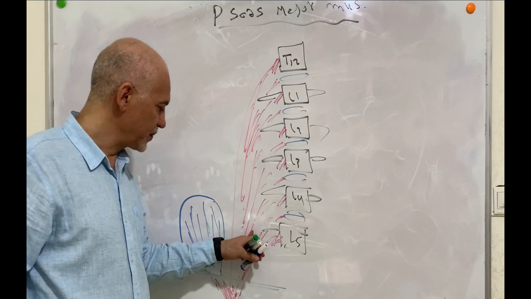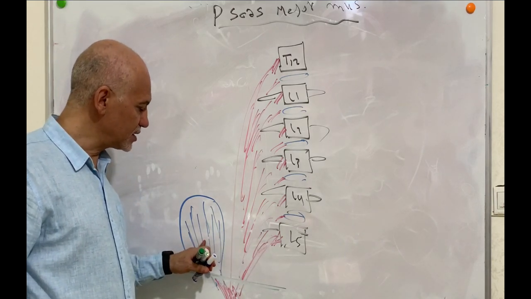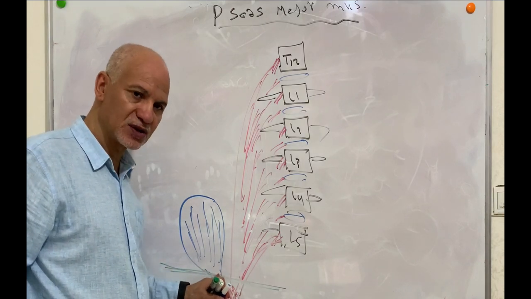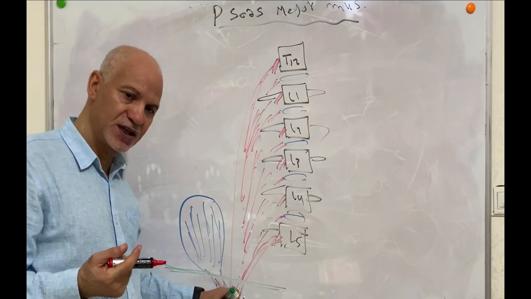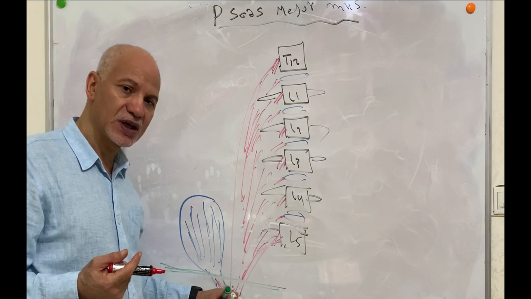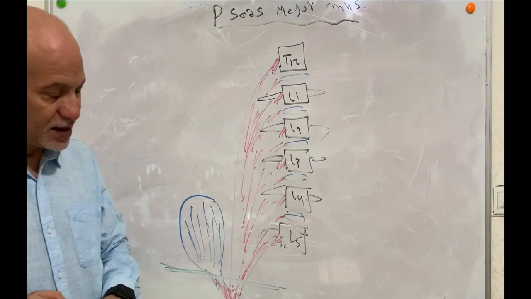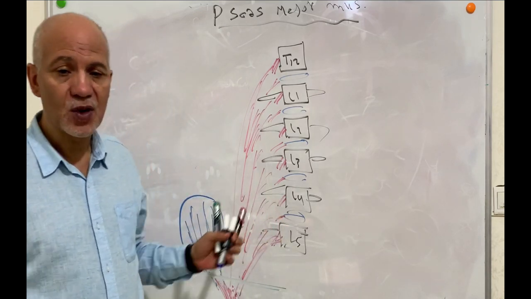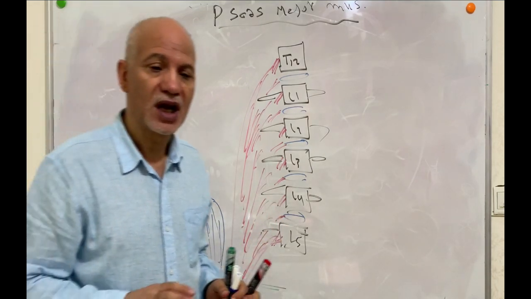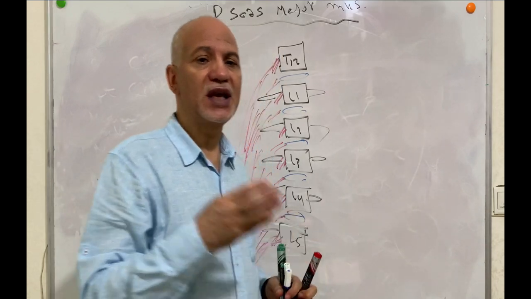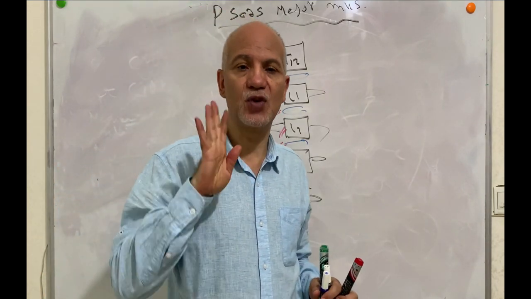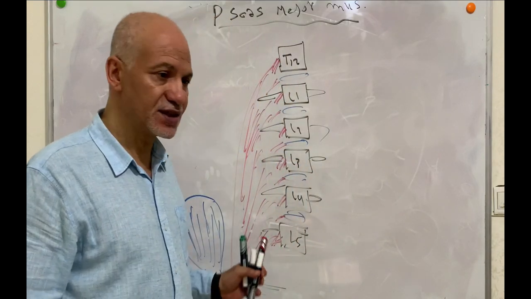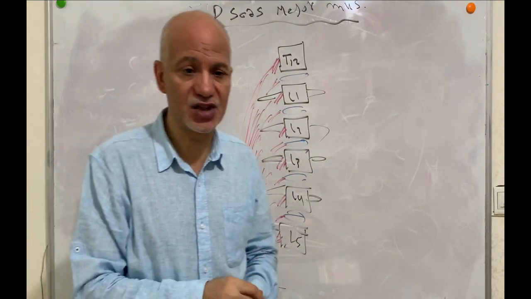So psoas major and iliacus pass deep to the inguinal ligament, and the two muscles join each other into one tendon called the iliopsoas tendon, inserted into the lesser trochanter of the femur. This is the origin and insertion. Nerve supply is from the lumbar nerves, directly from the anterior primary rami of L1, L2, L3, and L4. Origin, insertion, nerve supply. Action: what is the action?